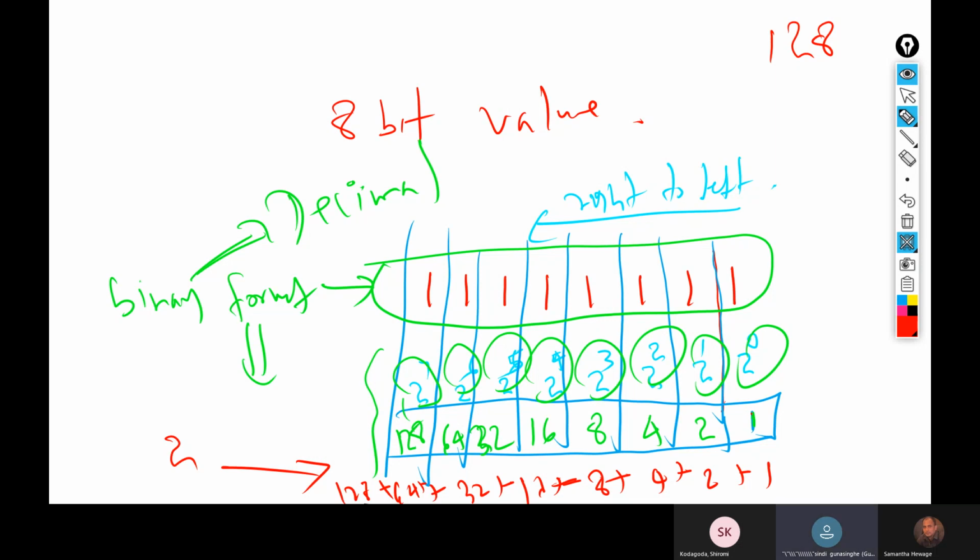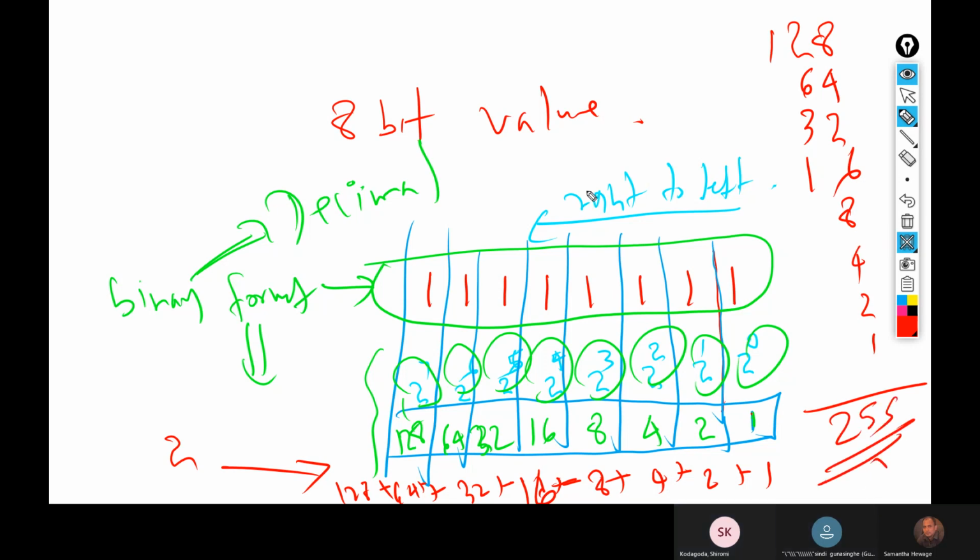So what I was asked here: what is the total amount if you add these values? 128 plus 64 plus... So these things you have to do. Not me, I am doing this for recapping. 16 plus 8 plus 4 plus 2 plus 1. So 255? Yes, 255. That's the decimal value. Correct.